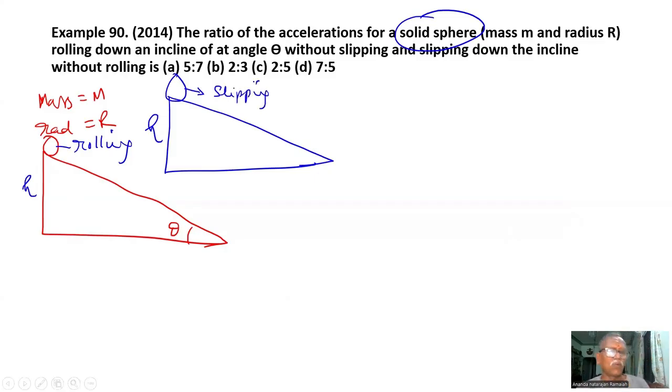When will it slip, when will it roll? That we have to know. Rolling means it has resistance. The surface has resistance, which means the resistive force will be in this direction. F will be in this direction. Frictional force.